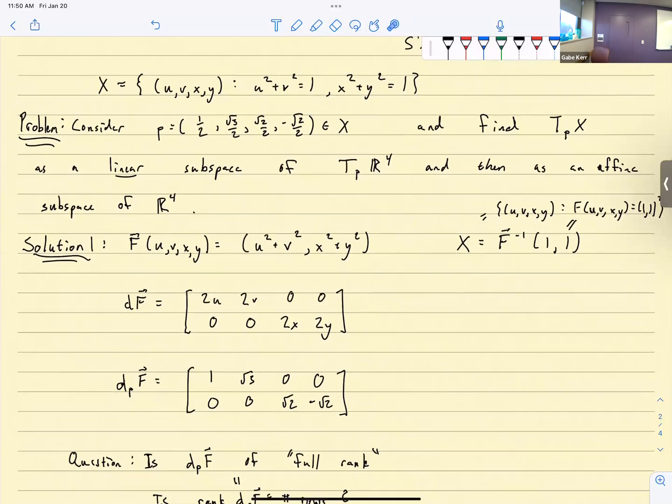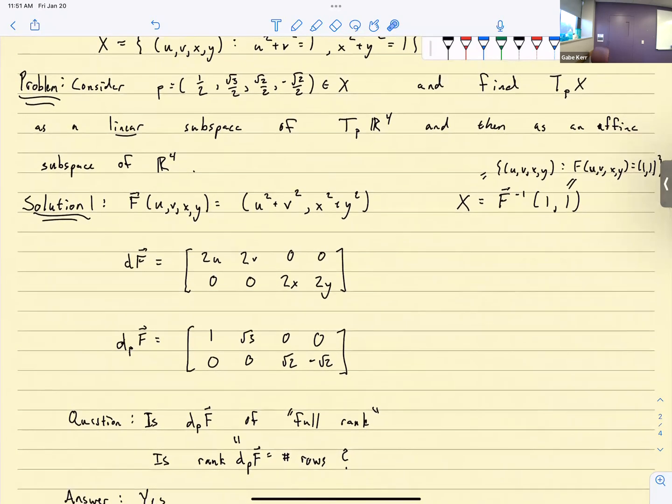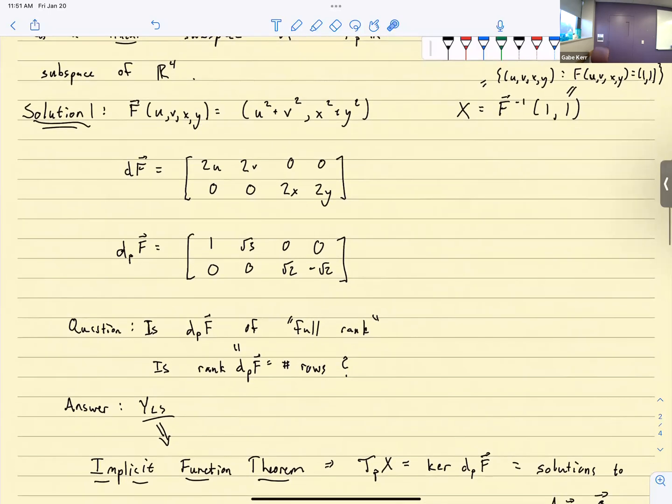Here's a question to ask. Is this Jacobian matrix of full rank? Full rank means it has the maximal rank it can have. What's the rank of this? 2. Yes, right. It can't have more than 2, since it only has 2 rows. So the answer is yes. And then there is this black box. You guys know about black boxes?